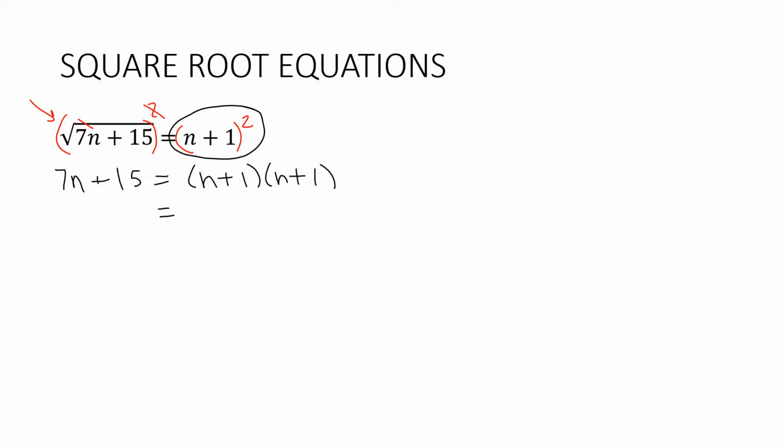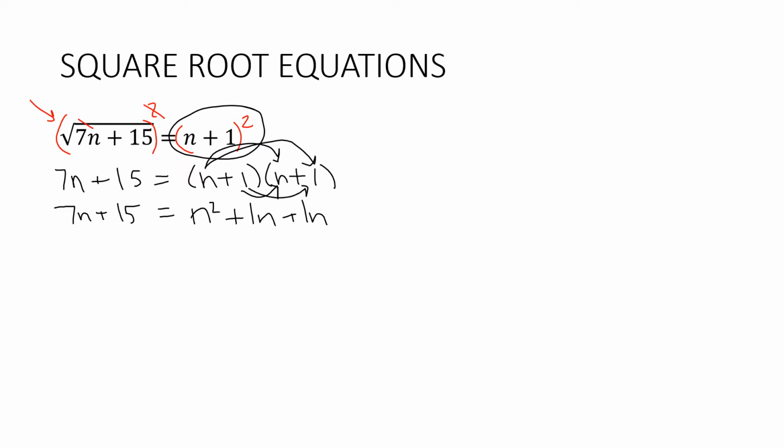So on the left, I'm just going to bring this down, 7n plus 15. But on the right-hand side, I need to distribute this. So we're going to go through and multiply the whole thing out. n times n is n squared. n times 1 is 1n. 1 times n is 1n.